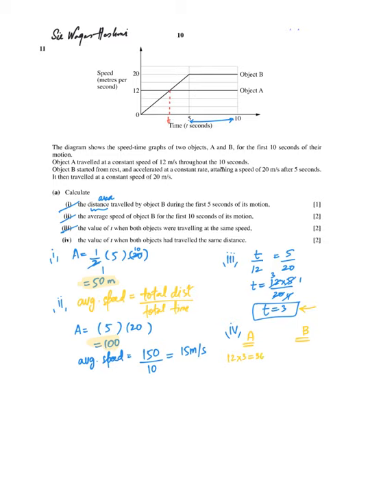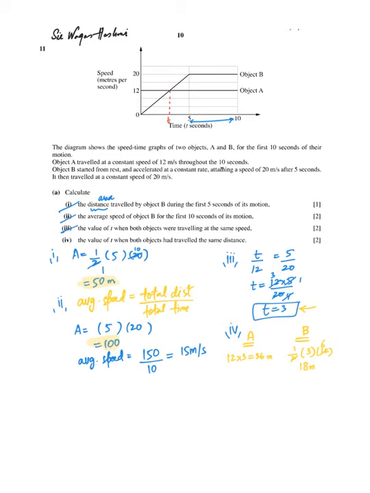And for object B, if I need to find out the distance, I need to apply the formula for area, and that is equal to 1 upon 2 base into height. Base is 3 and height is 12. So 2 ones are 2, 2 sixes are 12, 6 threes are 18. All right. So we can see that when object B traveled 18 meters, object A traveled 36 meters. That means object A is traveling a lot faster, or covering more distance. All right, so now we don't have the value of t.